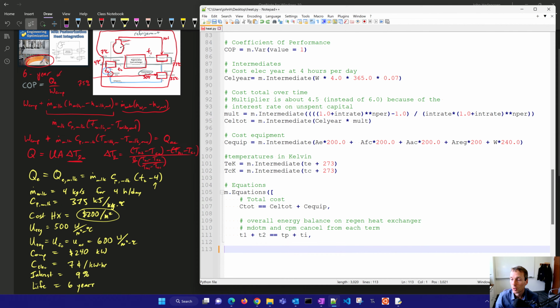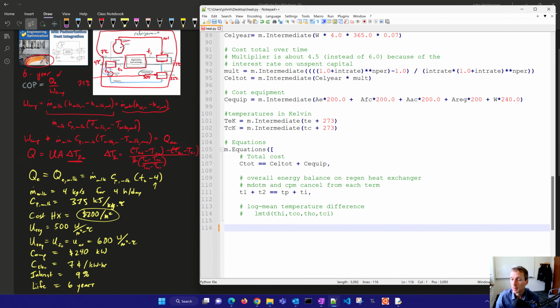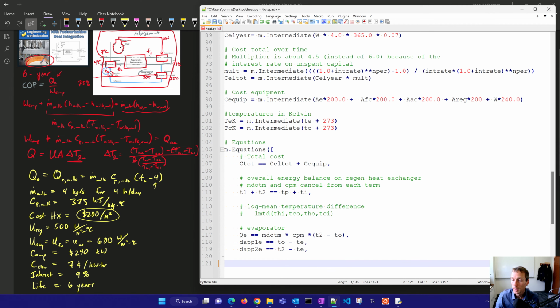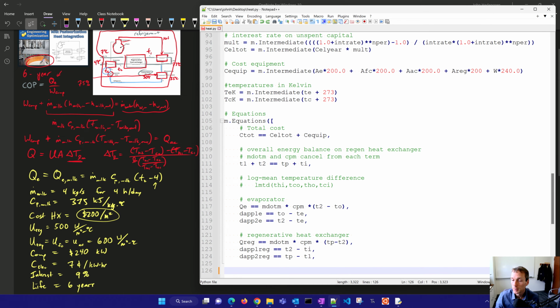And then I have the overall energy balance on the regenerative heat exchanger. So I can cancel out some of the terms for those. And so just the sum of the T1 and T2 equals TP plus TI. Now I'll have my log mean temperature difference. I could make a function for that, or I can just write them out here. So I'm just going to write them out here.